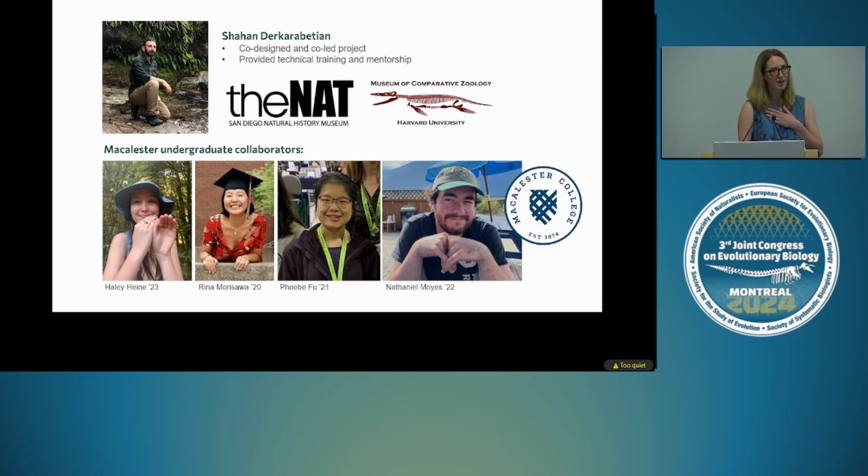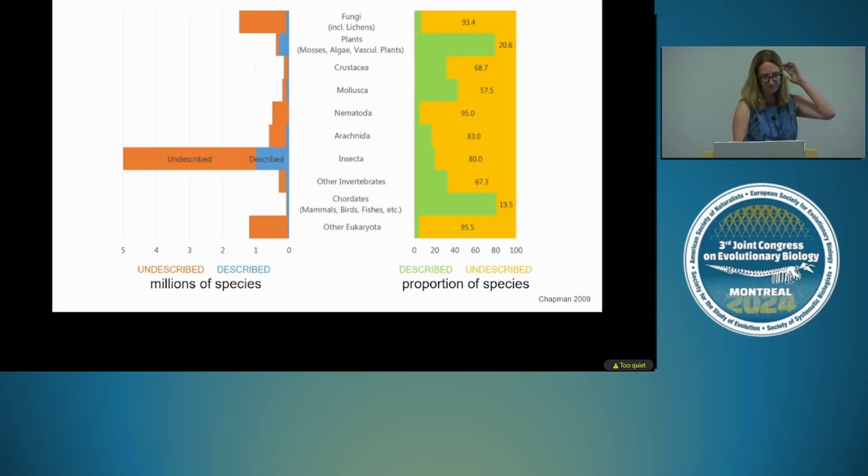I'm at Macalester College, which is a small undergraduate-only liberal arts institution in St. Paul, Minnesota. And here you see our wonderful student team who worked with us on this project. So Rena, Phoebe, and Nathaniel performed the bench work for the work that you're going to hear about today. And Haley, who you see on the left, did all of the data analysis and also produced many of the figures that you're going to see later on in this talk.